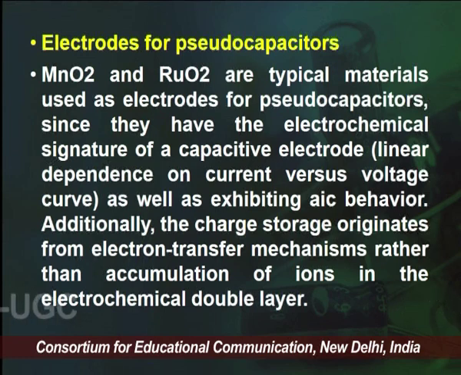Additionally, the charge storage originates from the electron transfer mechanism rather than the accumulation of ions in the electrochemical double layer. That is why the pseudo capacitor works faster compared to the double layer capacitor. Pseudo capacitors are created through the Faradic redox reactions that occur within the active electrode material.